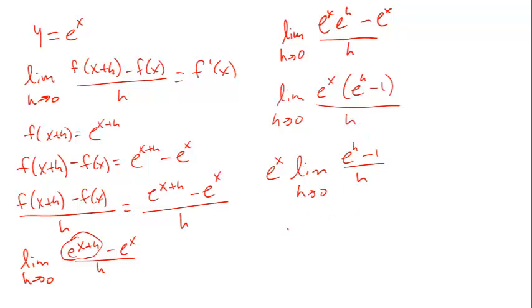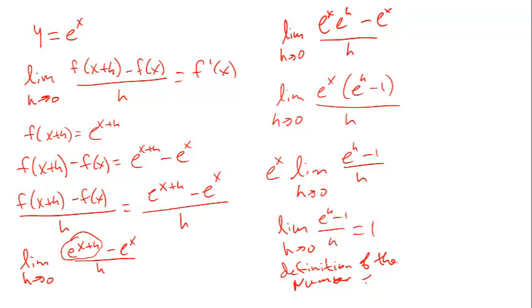This limit as h goes to 0 of e to the h minus 1 over h is equal to 1, and that is the definition of the number e. So therefore, e to the x times the limit as h goes to 0 of e to the h minus 1 over h is equal to e to the x times 1 is equal to e to the x.